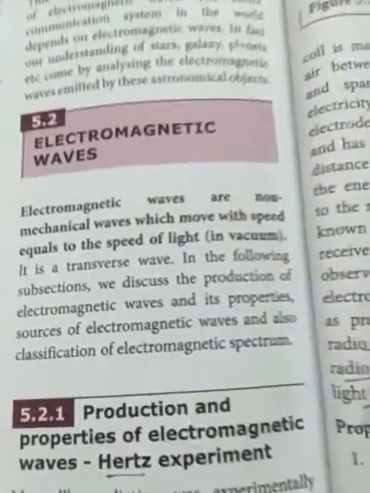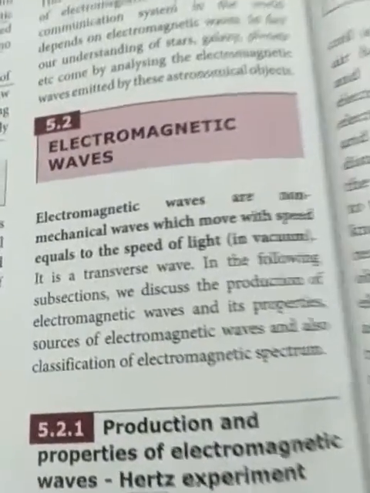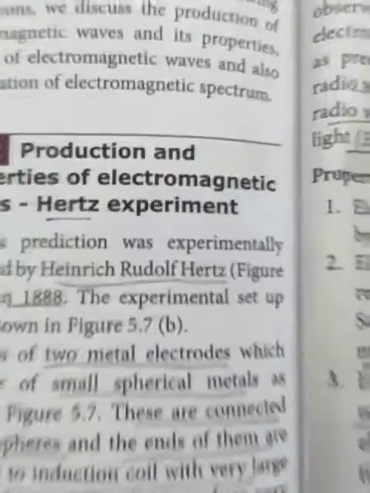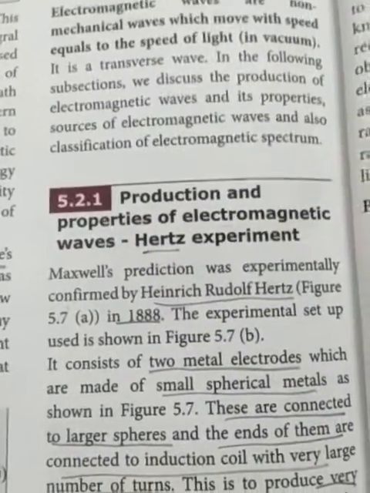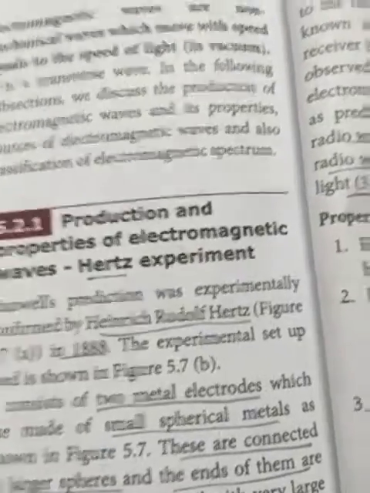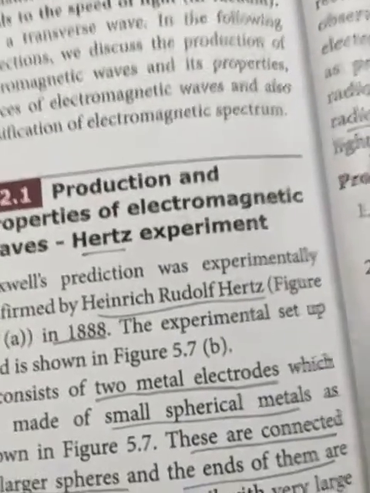Next, electromagnetic waves. Your book has a diagram, so I am drawing one diagram here as an easy way for your understanding. Now we will discuss the production of electromagnetic waves. The properties of electromagnetic waves we will see in the next class.